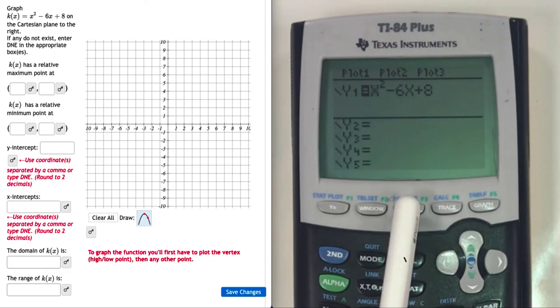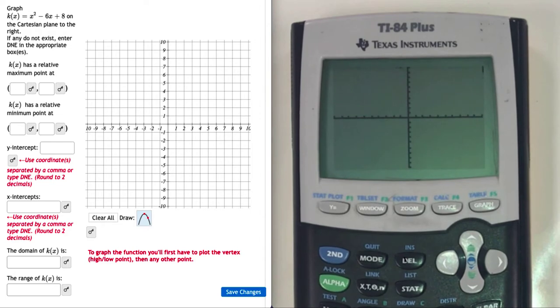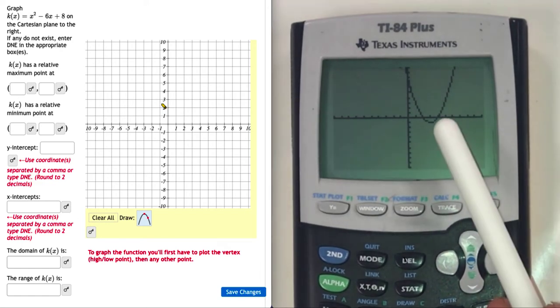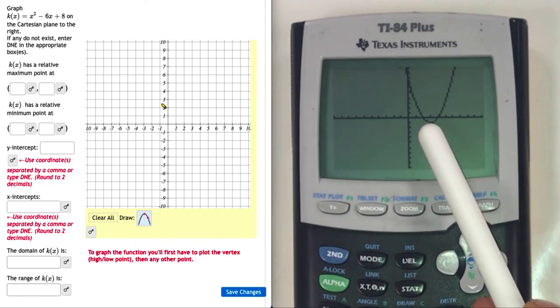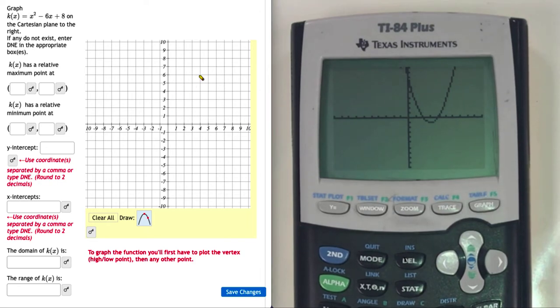Before you hit graph, why don't you just press zoom 6 to reset your screen to a 10 by 10 screen, because that's what the question over here looks like as we try to make the graph. Now before we try to make the graph, we need to figure out what this point is. That's going to be the first click you make with your mouse on this drawing tool.